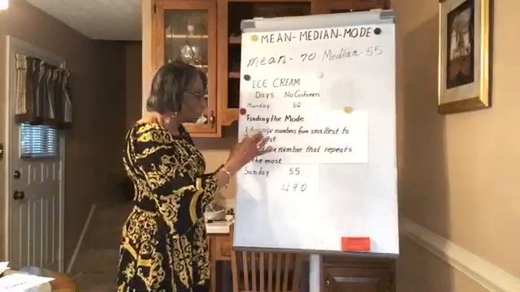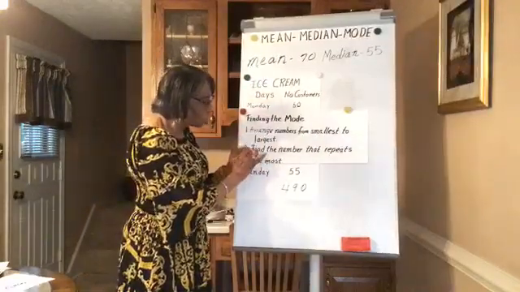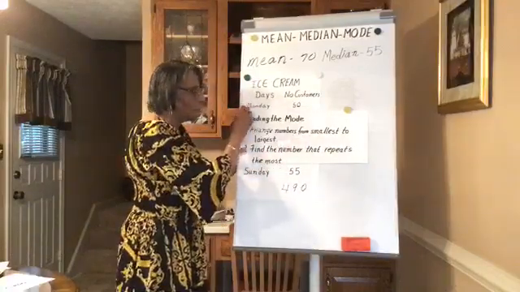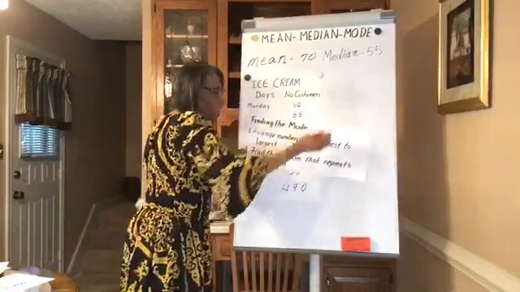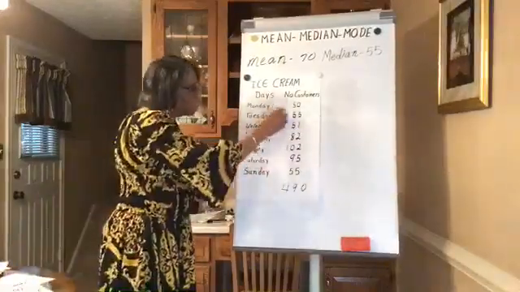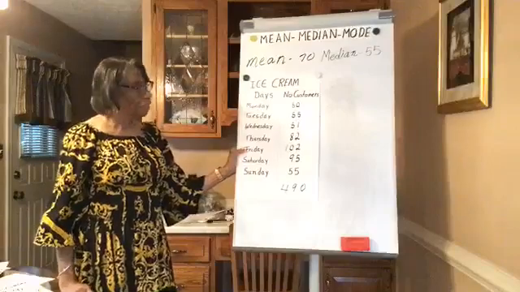All right, so if you don't do this, you're going to have to go through and find the number that repeats the most. And how simple can that be? The number that repeats the most in this data is what?